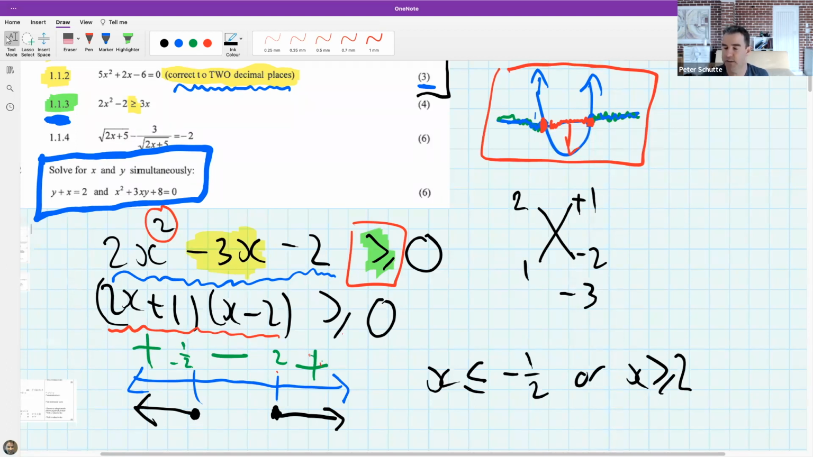We're going to go back, David, and do 1.1.4. I just wanted to first check that you're okay with simultaneous equations, because if you are, I might leave them out later in the lesson.